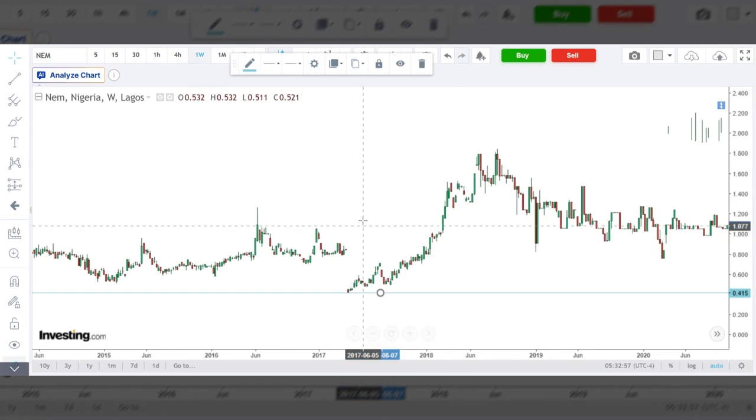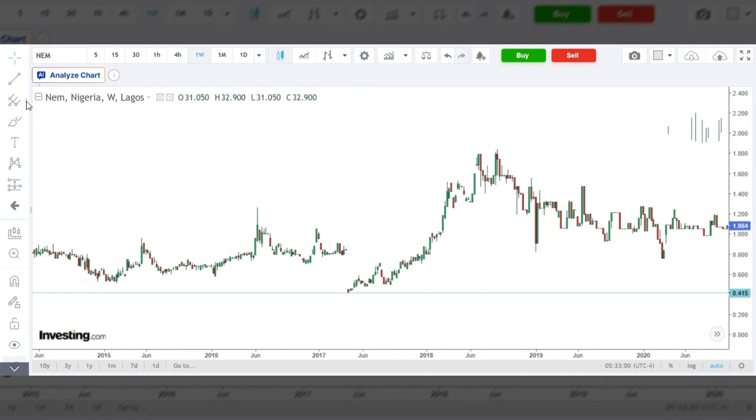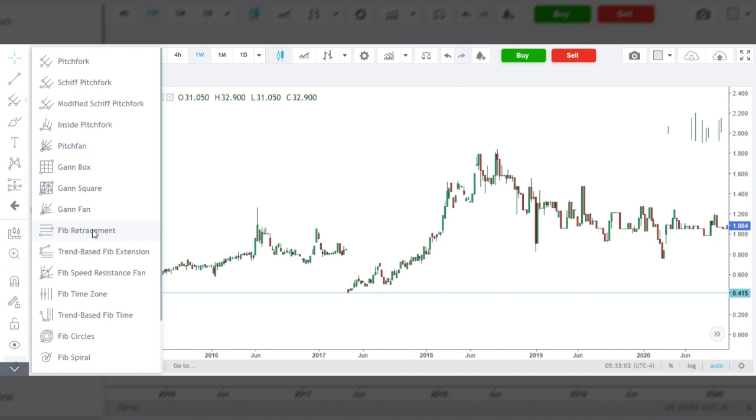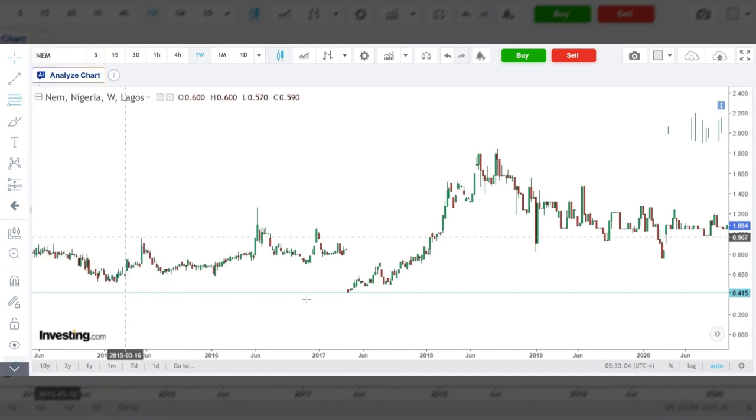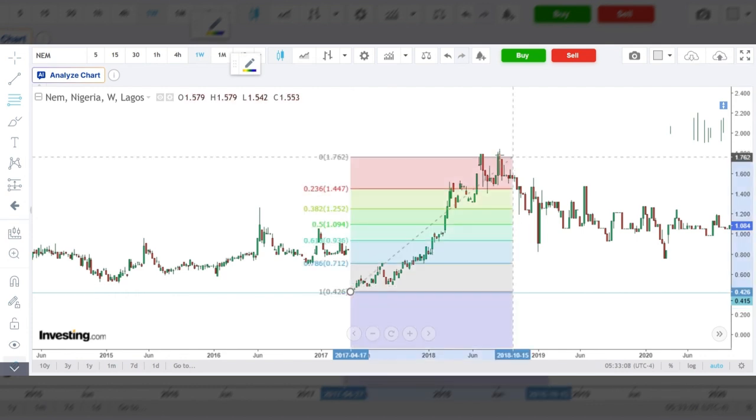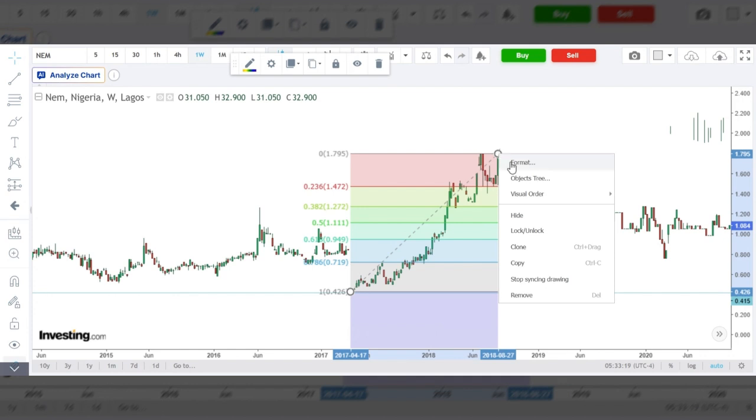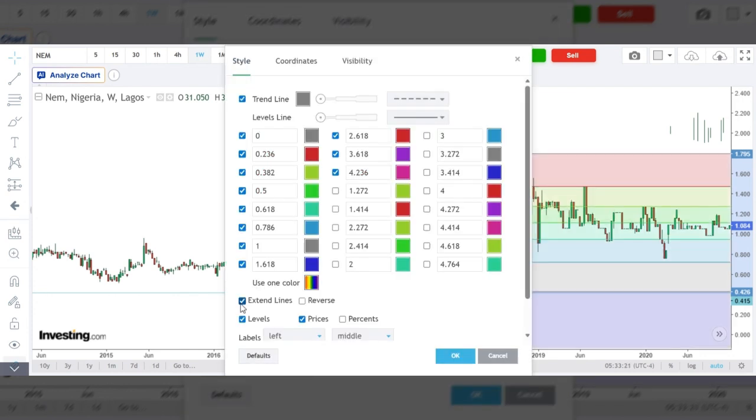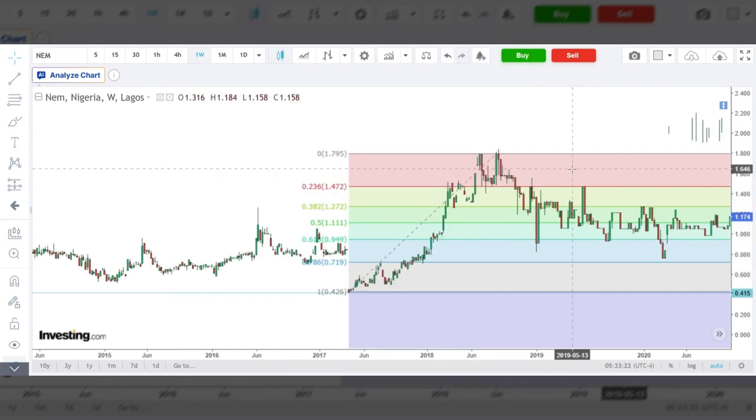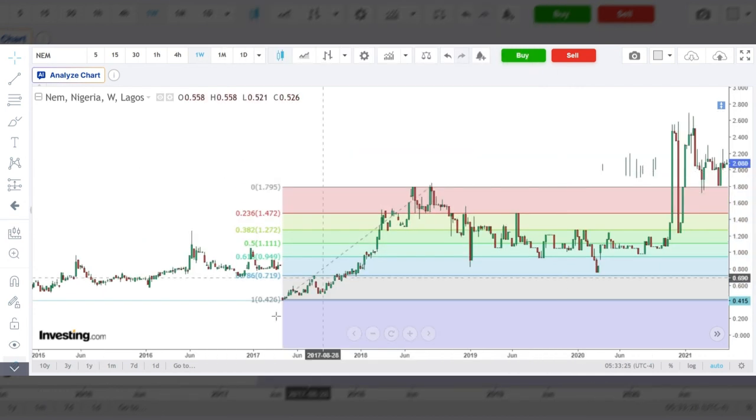Okay, so I'll bring up the Fibonacci retracement to know where wave one started and ended, where wave two started and ended. So when you are using it, you draw it to the end of the final trend, which is here. I want to extend this so that you can see what I'm doing. All right, so as you can see, the market went up.